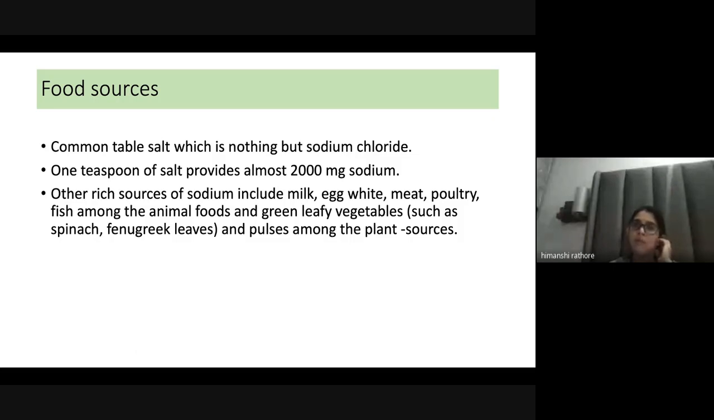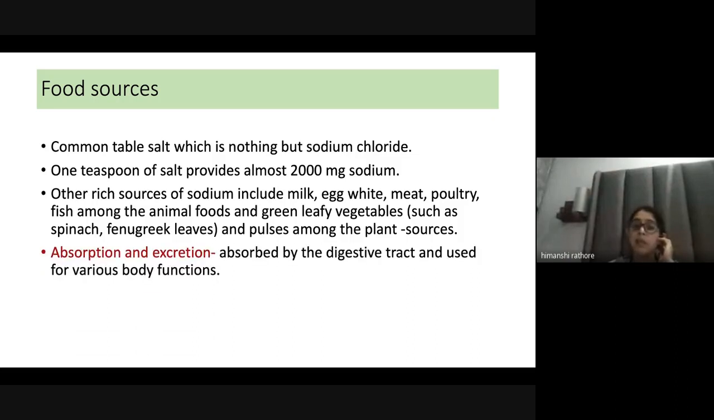In that, you can write first of all fish, because they are present in the ocean. Their origin is from the oceans, and oceans are salted in nature. So that's why fish, meat, and poultry have a good amount of sodium.